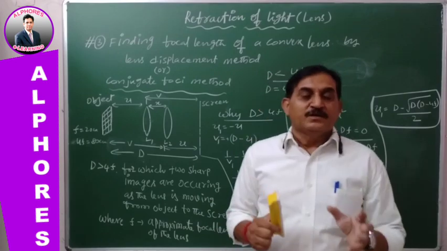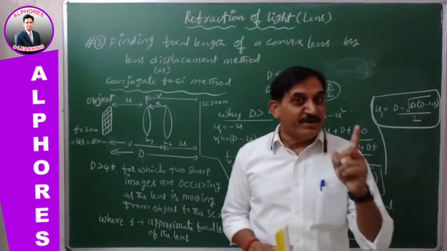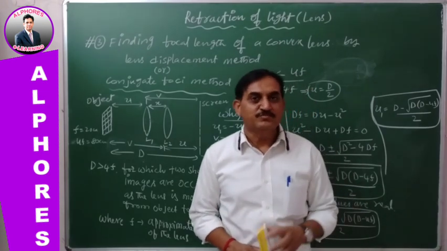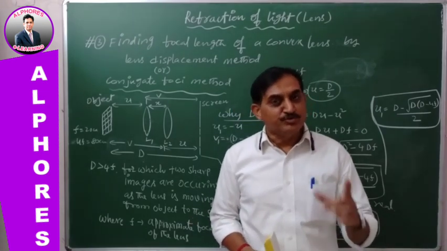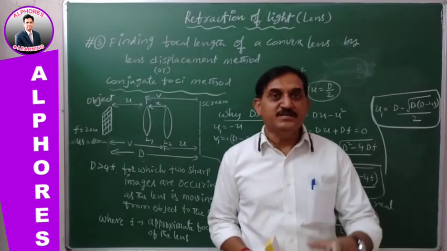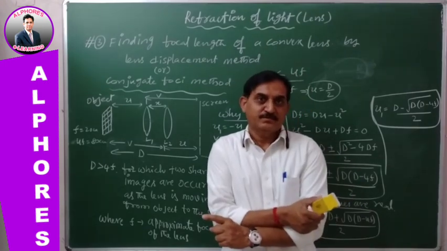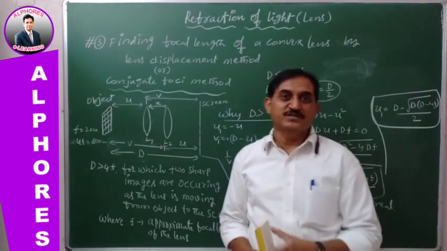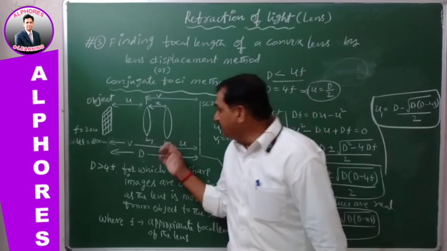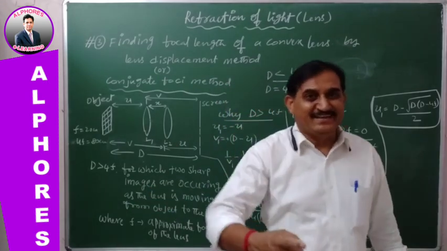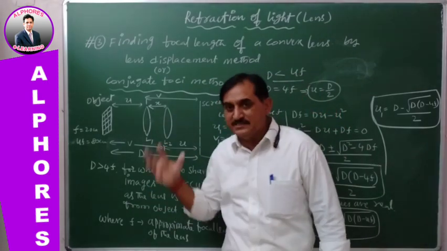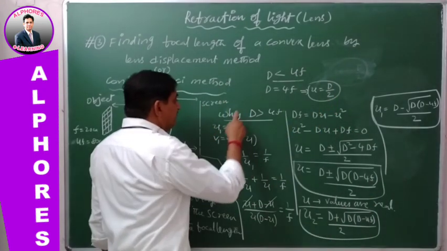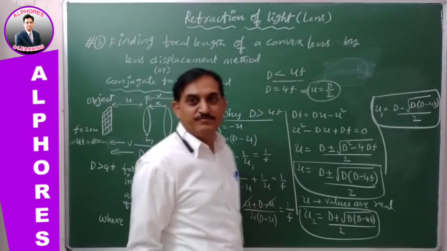So here, a set of points on the principal axis of a convex lens where the positions of the object and the image will interchange are called conjugate foci. This is the meaning of conjugate foci. So clearly I was explaining this in detail, that conjugate foci, in the sense, what is the meaning of it. And one more point, why we are taking D, why D is greater than 4F.